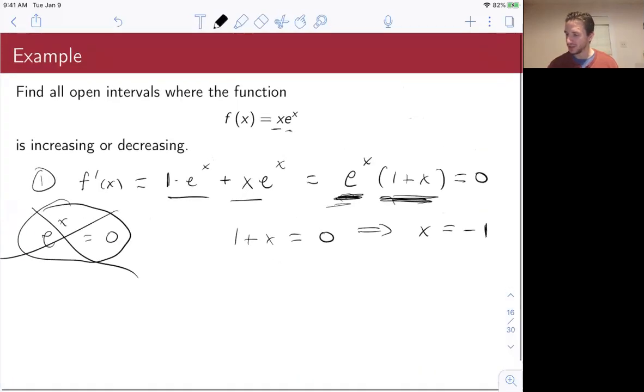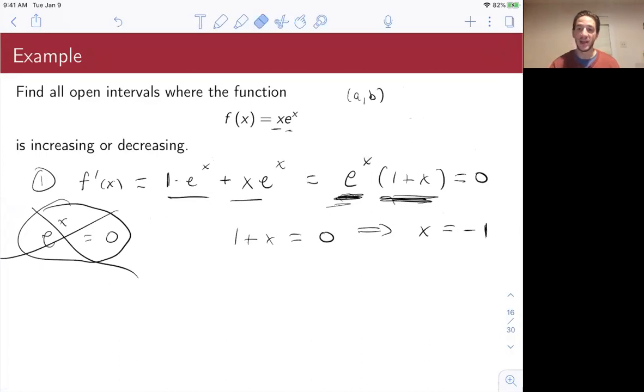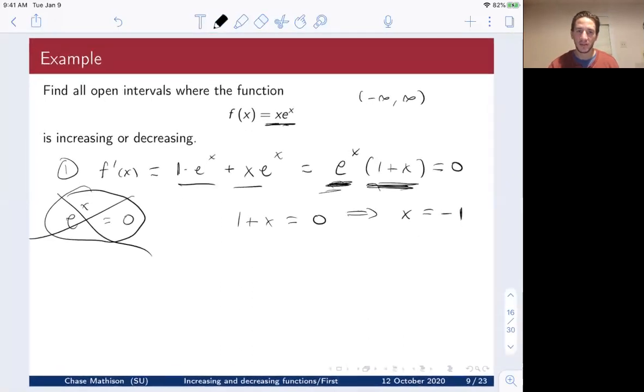I notice that I said find all open intervals where the function f of x equals x times e to the x is increasing or decreasing. I didn't give you a starting interval a to b. If I don't give you a starting interval, you assume the starting interval is just the domain of the function. And the domain of this function, what numbers can I plug in? I can plug in all of them, so the starting interval here is actually minus infinity to infinity.